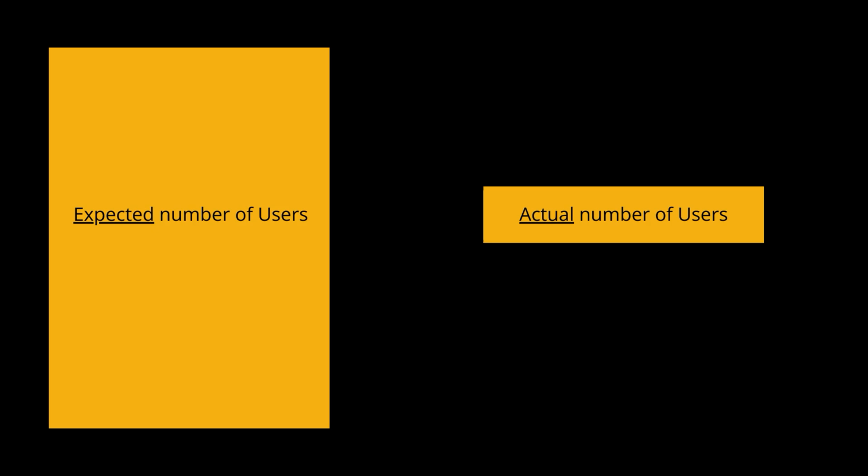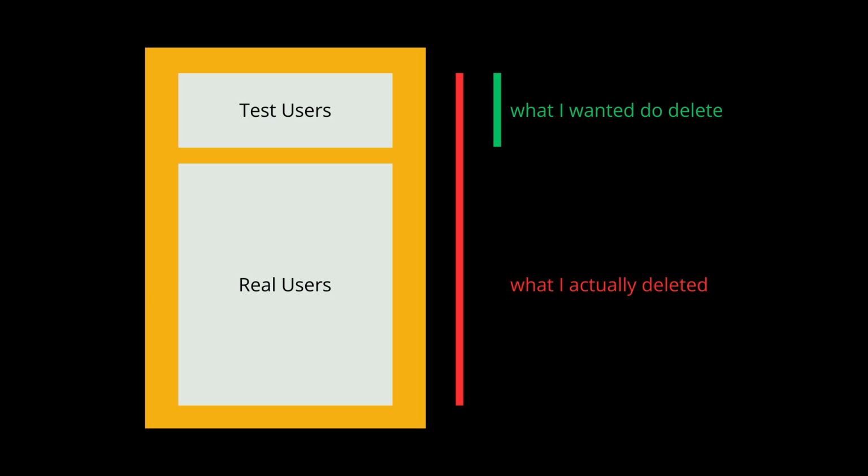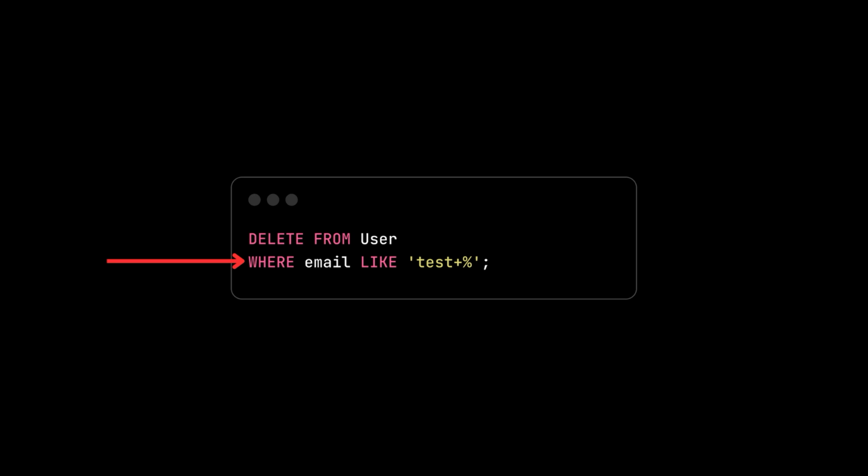I hopped into the SQL console, ready to remove only those test accounts, and typed out delete from user. I called it a day and I went to the gym. A few days later, I noticed something was off. My user numbers were way lower than they should be. Then it hit me. I had deleted everything, every single user. All because I forgot one small, crucial detail, the where clause. It should have been delete from users where email like test+ and so on.